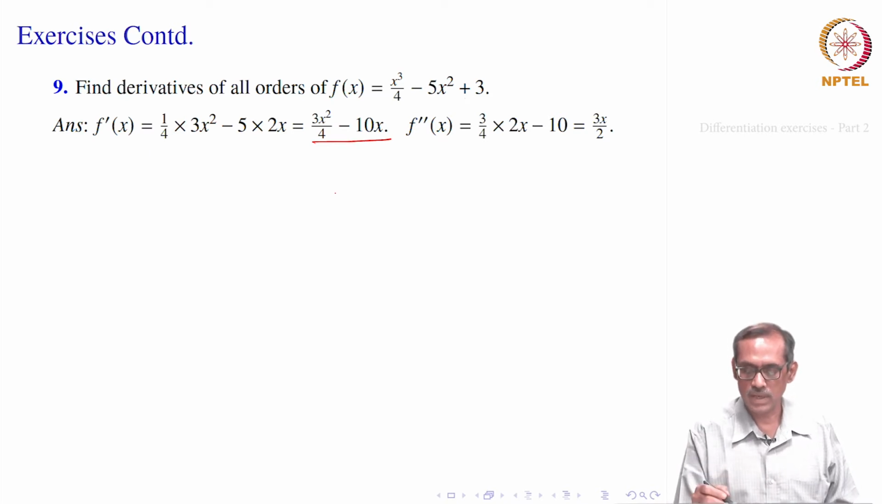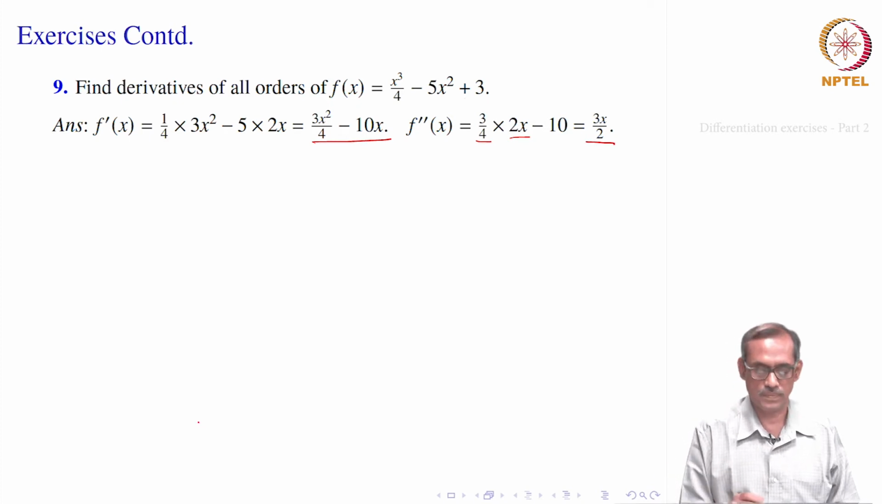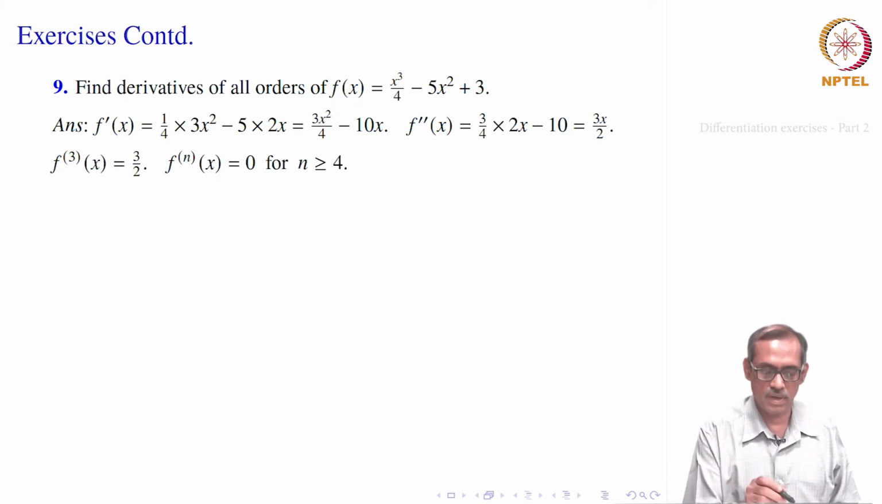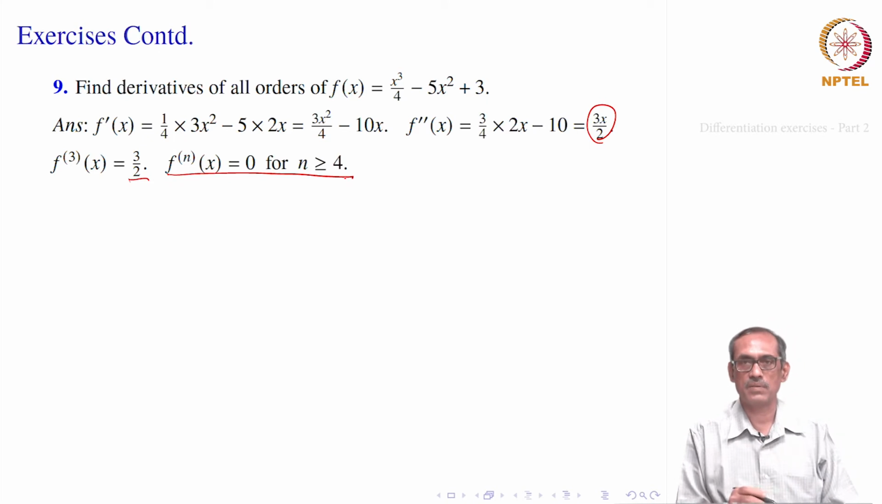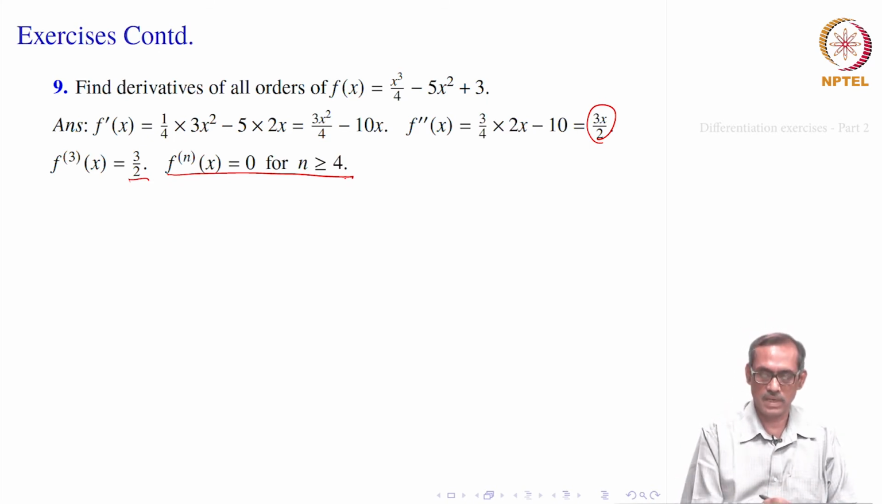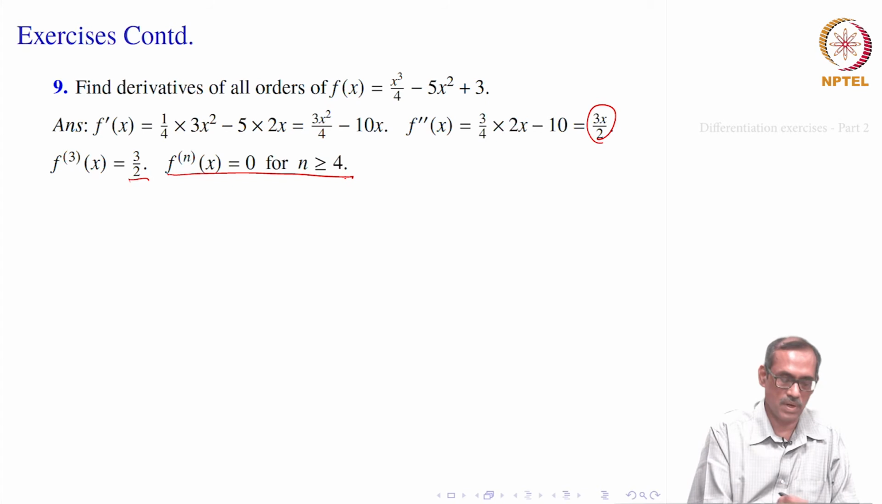Once more we differentiate. So, you get 3 by 4, that constant, x square gives 2x, minus 10x gives minus 10. So, that simplifies to 3x divided by 2. Now, when you go to the third derivative, derivative of 3x by 2, that is just 3 by 2. And then when you take the fourth derivative, that will be constant, which is 0. Fifth derivative will be 0 again. So, everything else will be 0. F n x equal to 0 for n greater than or equal to 4. That is what we expected from the polynomial, since it is a polynomial.